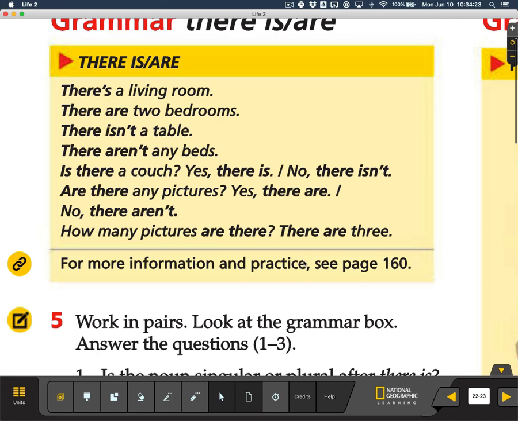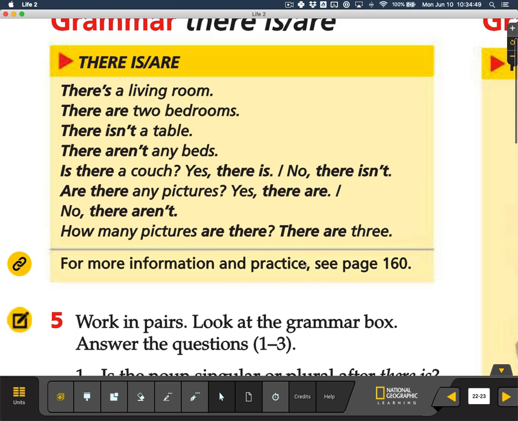There isn't a table. There is no table. There is not a table present. Okay, there is no table. Or for plural as well, there aren't any beds. There are no beds. No beds at all. Okay. So that's positive, right, with the contractions. Negative with the contractions because we're speaking most of the time.